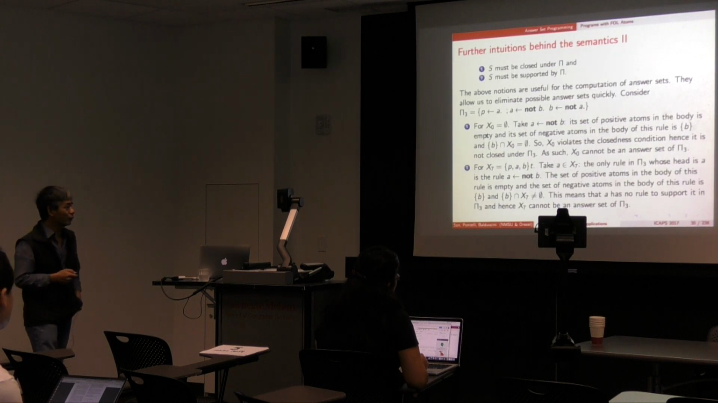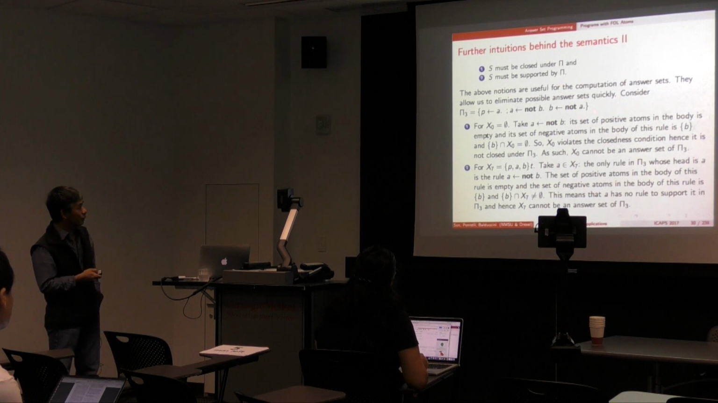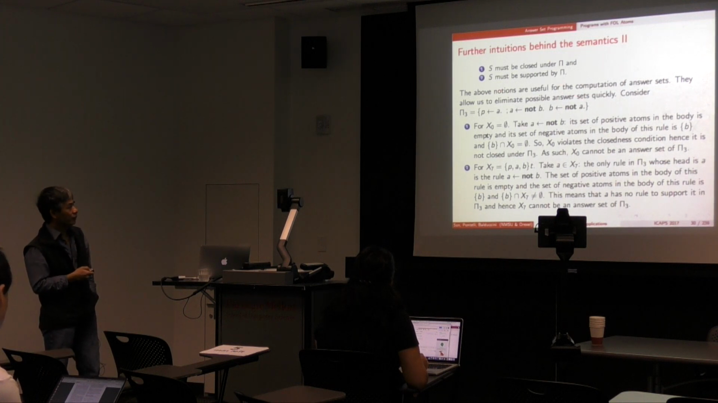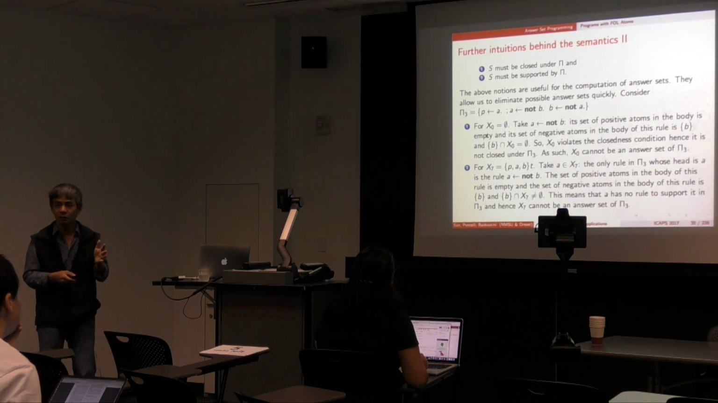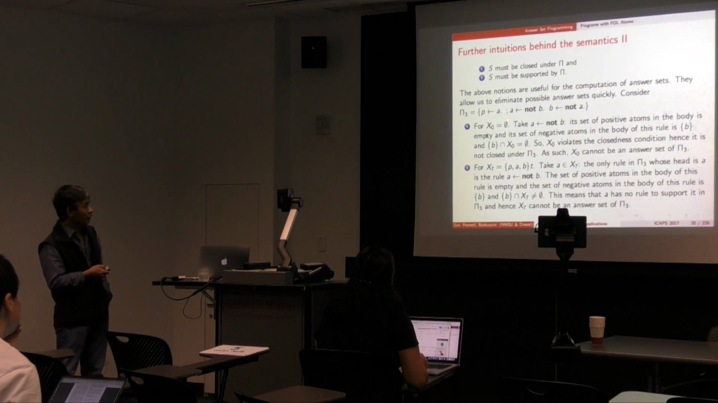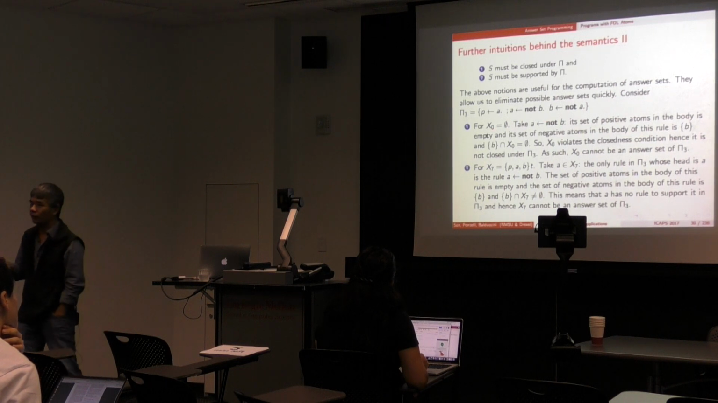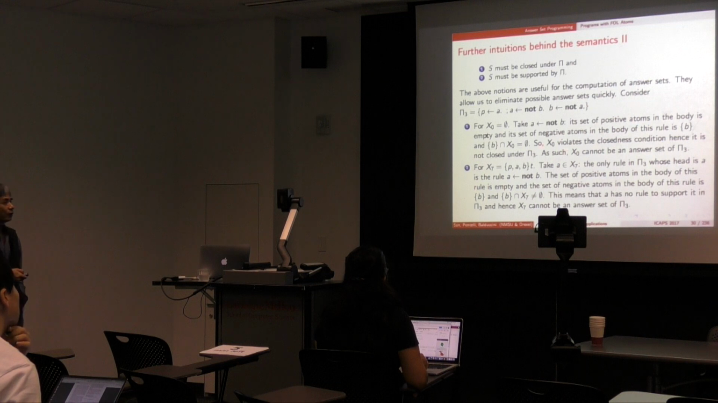I'm not going to go over all this. I'll give you an example. Take this program. Intuitively, previously we saw that there are two possible answer sets, either A is true or B is true. But if A is true, then P must be true, but B is true. If we take the empty set, since B does not belong to this one, therefore A must belong to that answer set, and therefore this one is not an answer set.